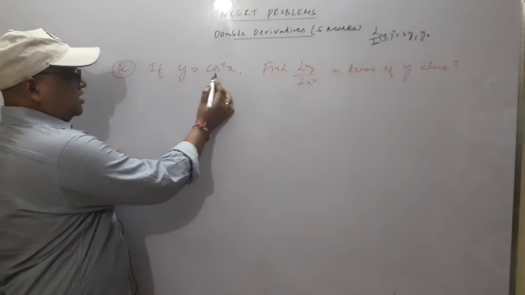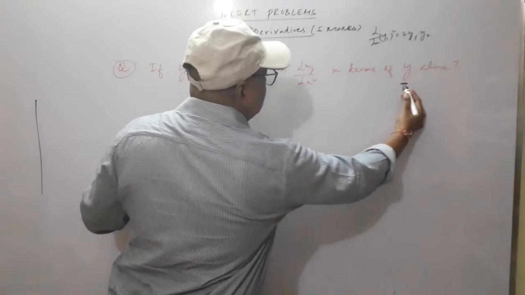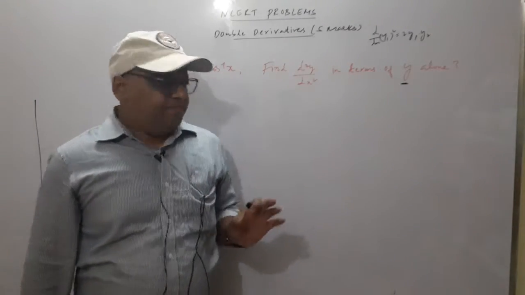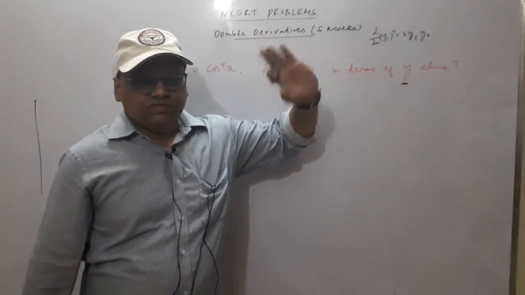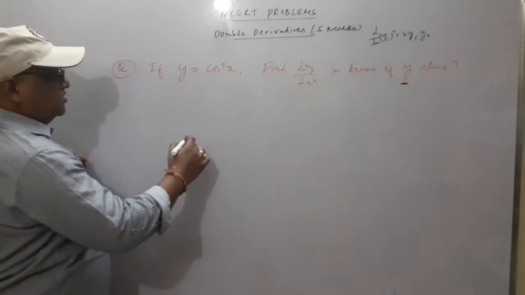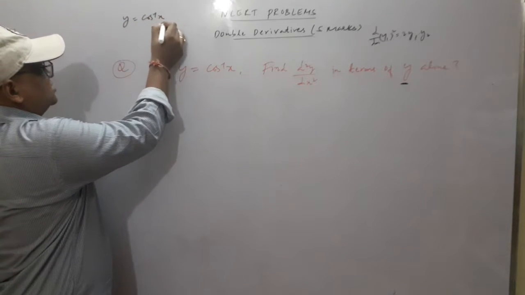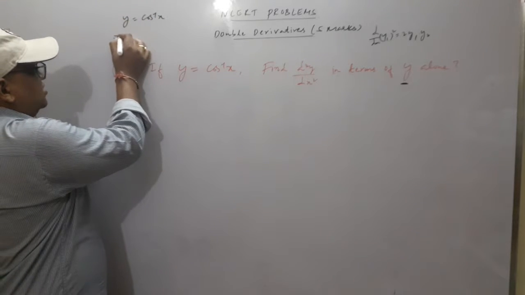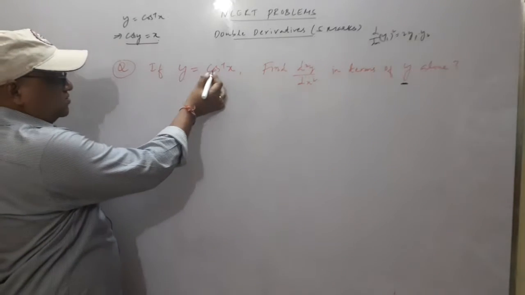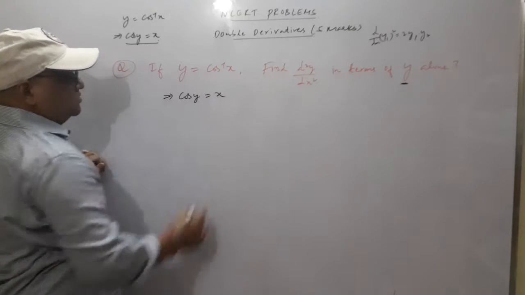Students, if y is equal to cos inverse of x, find d square y by dx square in terms of y alone. In terms of y alone means the final result must contain only y. So, very simple. In inverse trigonometry, whenever we have y is equal to cos inverse of x, when cos inverse goes to the other side, this implies cos y is equal to x. Same thing I will do here also. I am going to take this to the LHS, so this will imply cos y is equal to x.